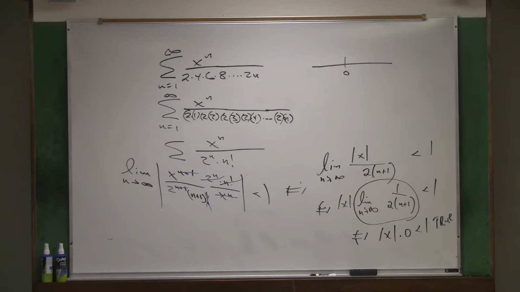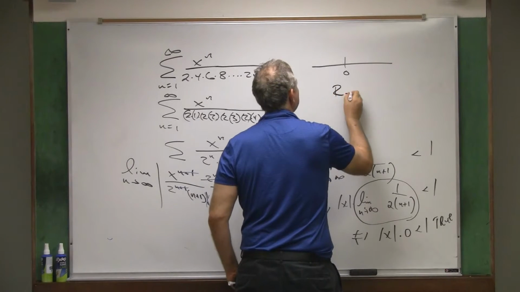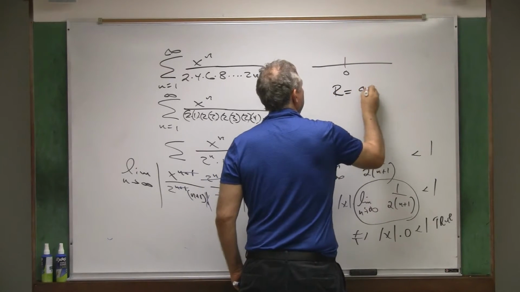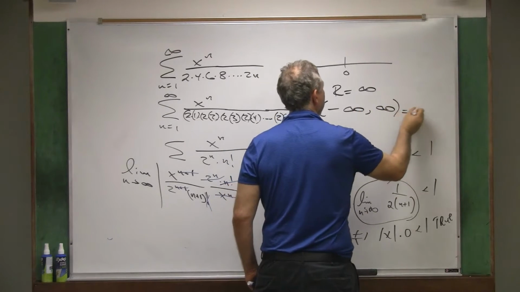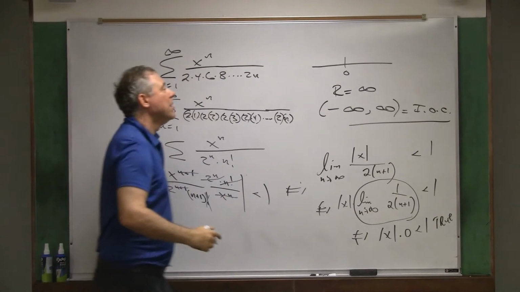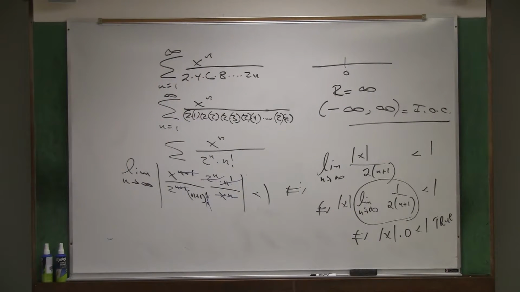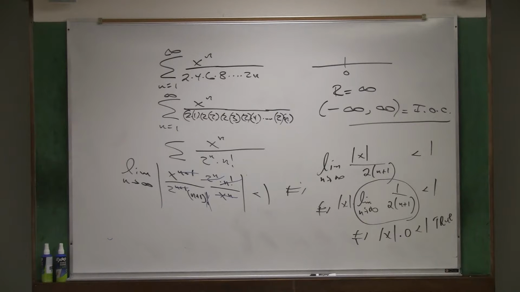So the radius is infinity here, and the interval of convergence is the entire real line. That's for IOC. Okay? Alright, so that covers the interval of convergence questions.